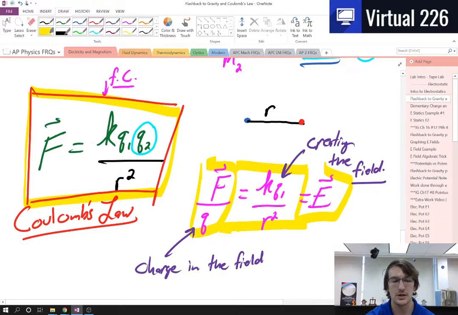Note, these are force vectors and electric field vectors here, and because of that, in some of our examples, we're going to see things get a little bit complicated.